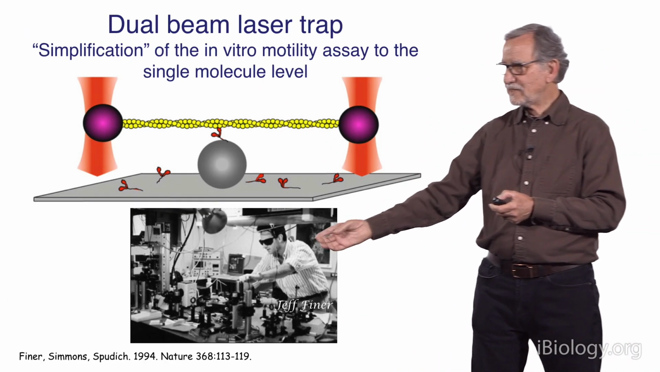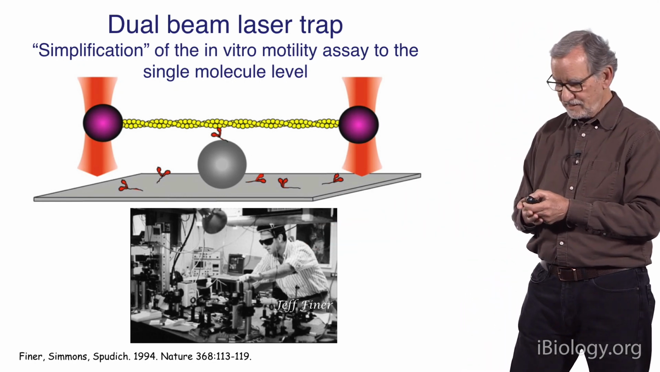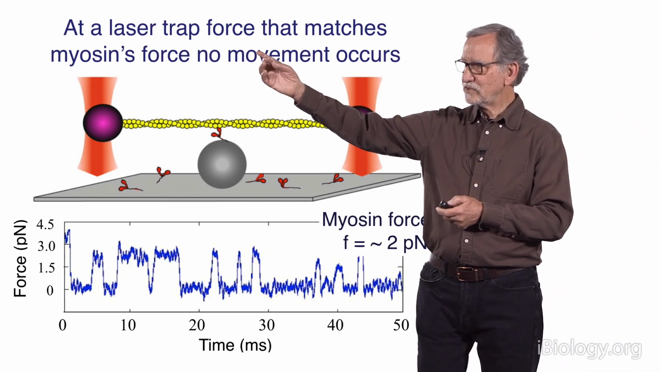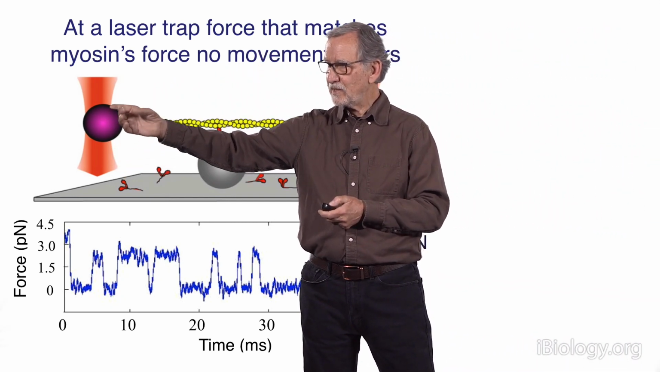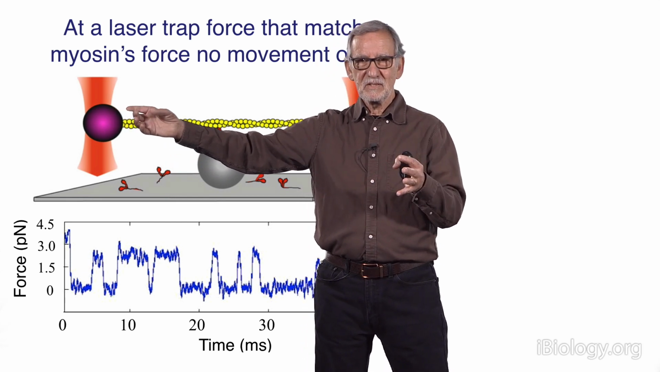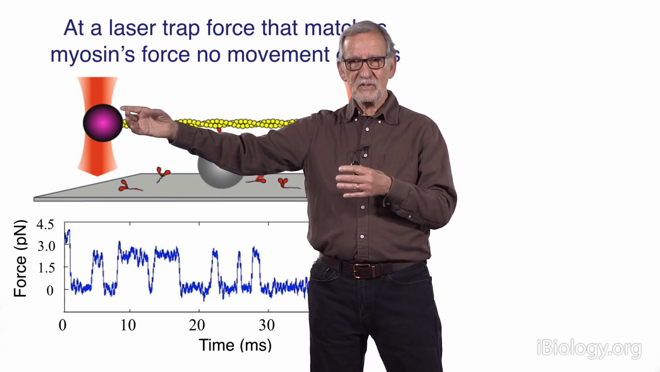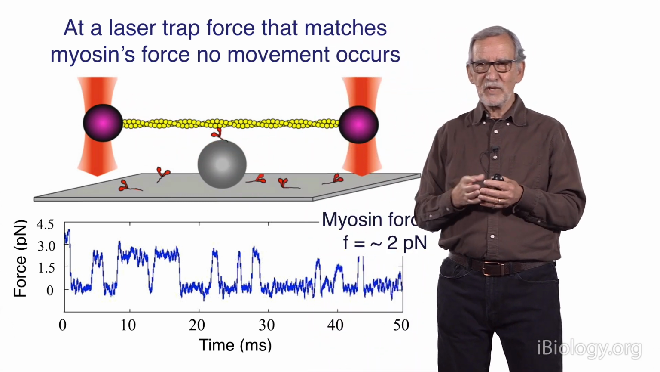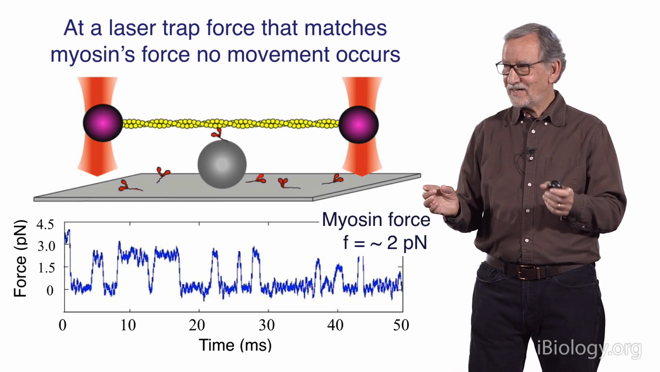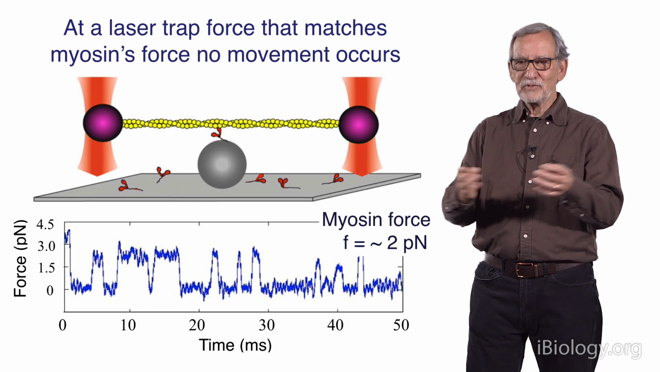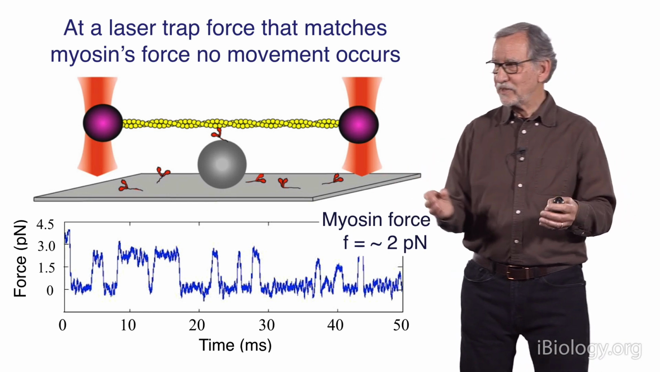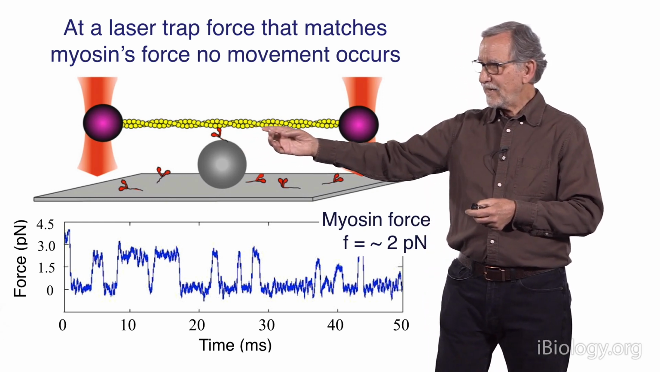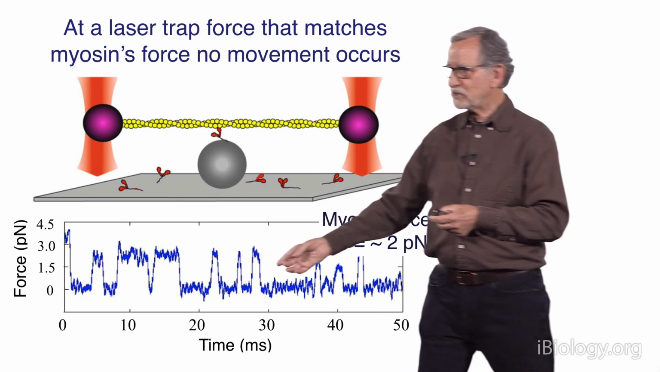But using this same technology developed by Jeff and Bob, you can increase the laser force on these beads, for example on this one, until it just matches the force that the myosin can pull. And when you reach that point, there's no movement that occurs. So it's what muscle physiologists call an isometric tension measurement, but they're used to doing it with a muscle fiber, and here it's being done with a single myosin molecule. And so instead of getting a displacement, you get a force readout.